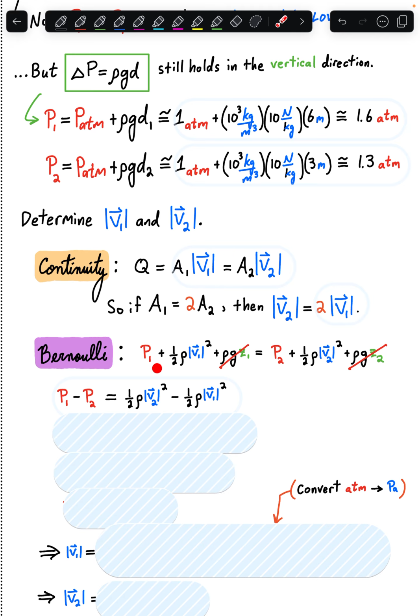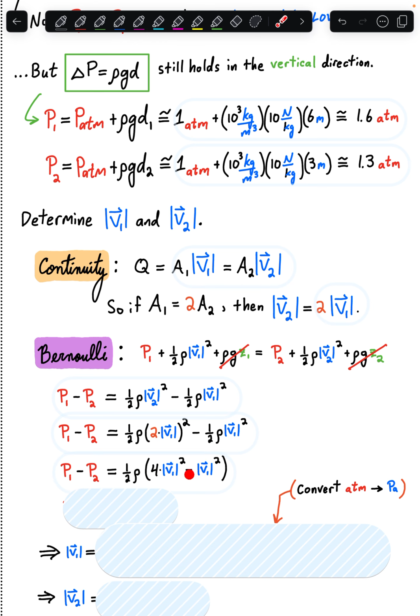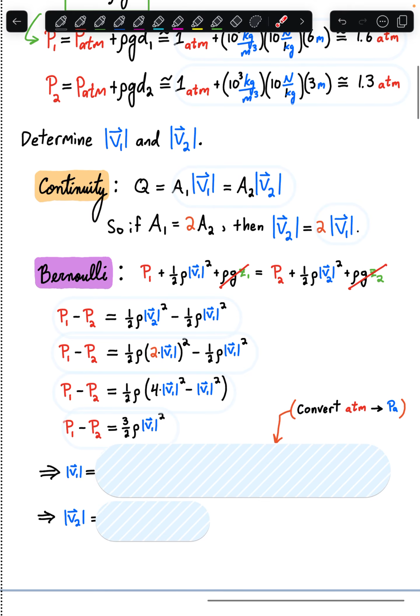So I'll move our pressure terms over and our kinetic energy density terms to the other side. Then make use of the fact from the continuity equation that we know the speed at 2 is double the speed at 1 based on the change in cross-sectional areas. So we'll replace the speed at 2 with twice the speed at 1. Then we're going to square both those terms, so that'll become a 4v1 squared minus v1 squared. Once we factor out the 1/2 rho, this would give us a 3v1 squared, leading us to here.